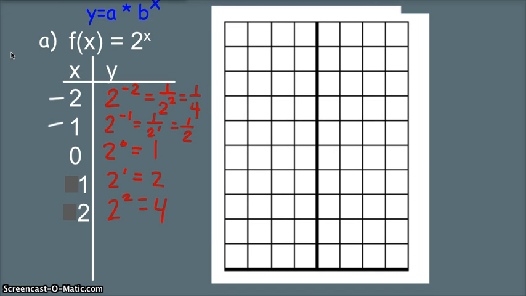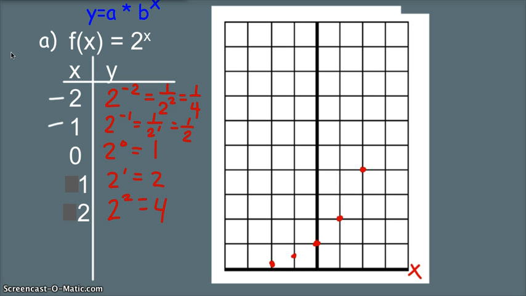I'm going to bring my y-axis all the way down to the bottom because I can see that all of my y values are positive. When I plot my points, I have -2, 1/4, so a little bit above the 0, -1, 1/2, 0, 1, 1, 2, and 2, 4.